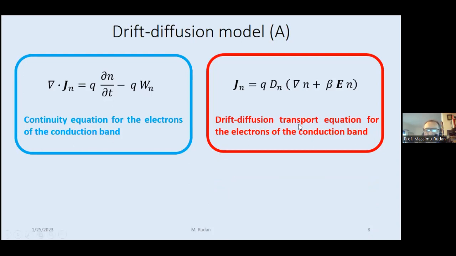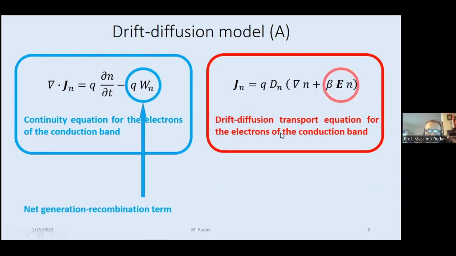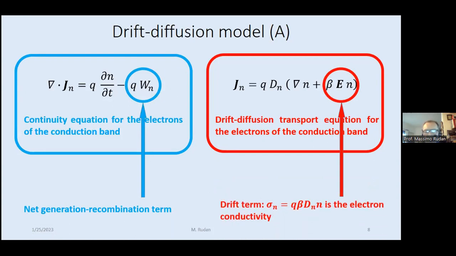And one term of it is quite obvious, because it states that the contribution to the current is proportional to the electric field. So if we combine the coefficients together, we recognize that the coefficients essentially provide the conductivity associated to the electrons.